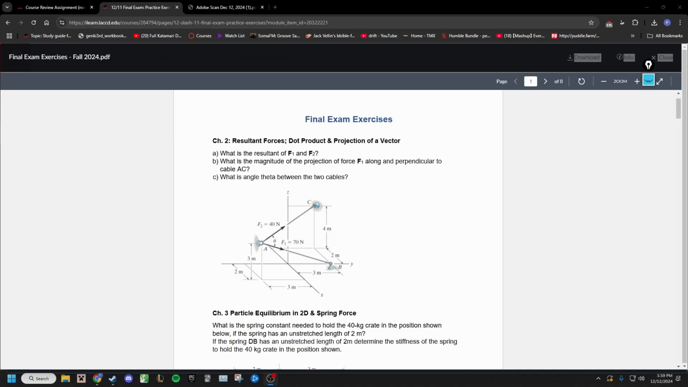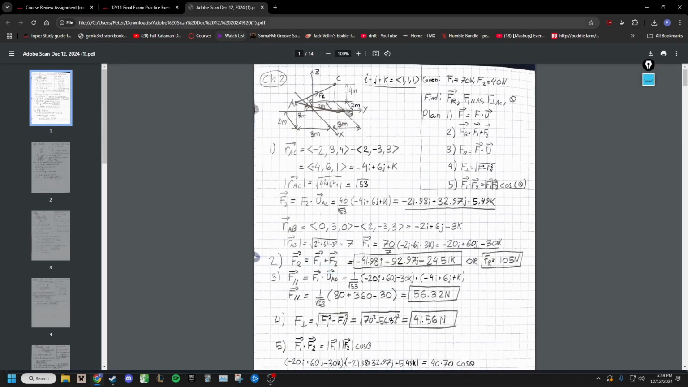And for this video, I'm just going to be going back and forth between the problem set and my solution for the problem set. I first labeled out what was given to me, which would be the forces F1 equals 70 newtons and F2 equals 40 newtons. I labeled out what to find, which would be F_R, the resultant force, the parallel projection of F1 onto AC, the perpendicular projection of F1 onto AC, and then theta, the angle between F1 and F2.